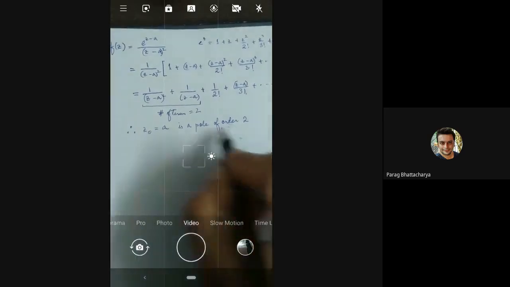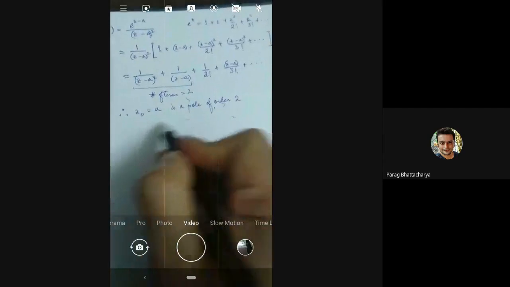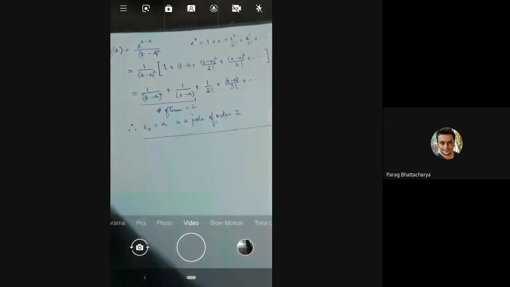So the order of the pole is 2, because the number of terms is 2. Is this clear? So that's how you do problems like this. Fine.